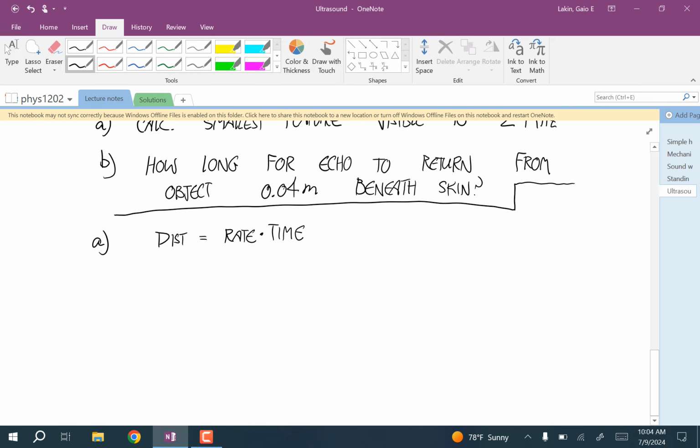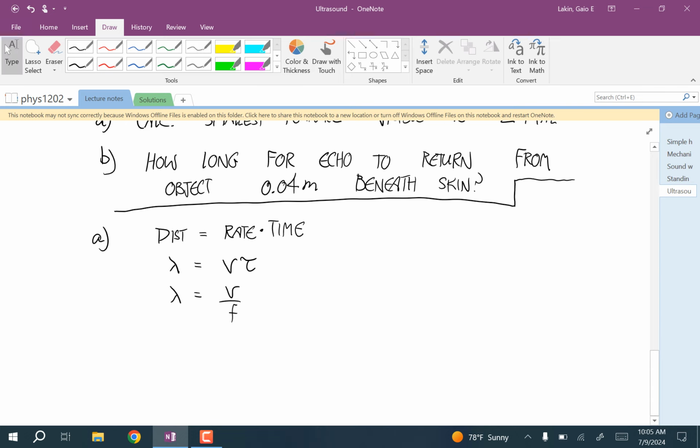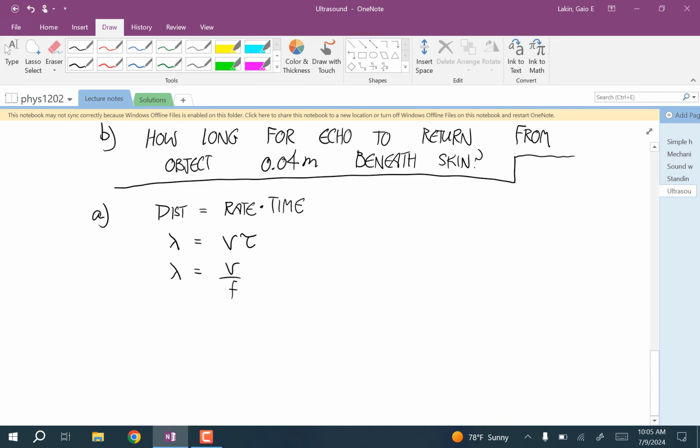But we're going to use it in the form that the wavelength, that's the distance, is equal to the rate, the wave speed, times the period. And then since the frequency is 1 over the period, we can rewrite this as wavelength is equal to v over f. Okay, and we're trying to calculate the wavelength because, as I said, the size of a feature you can detect is in the ballpark of one wavelength.